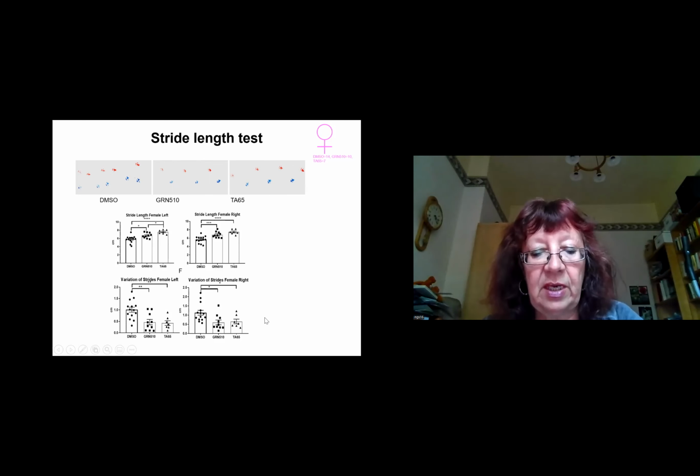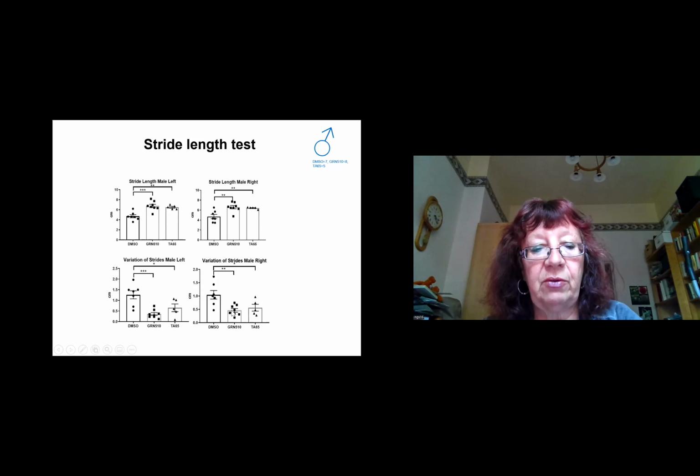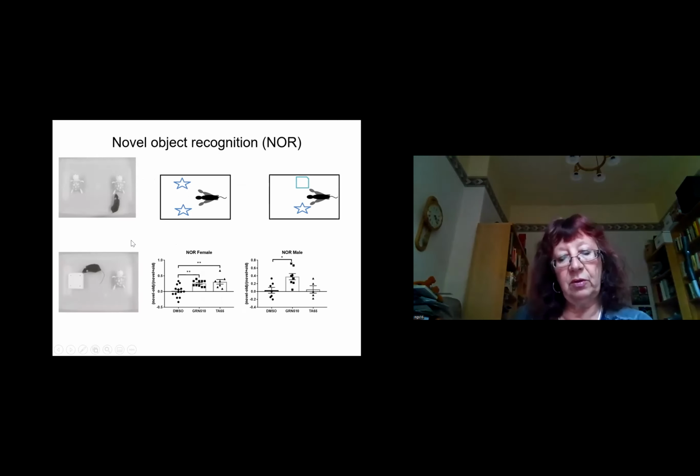So in this test, curiously, we didn't find any differences in gender. So we have here the males, again, increase in stride length for the left and for the right foot, and also variation decreases. So this means in this test, on the stride length and on the gait, both activators have similar effects.